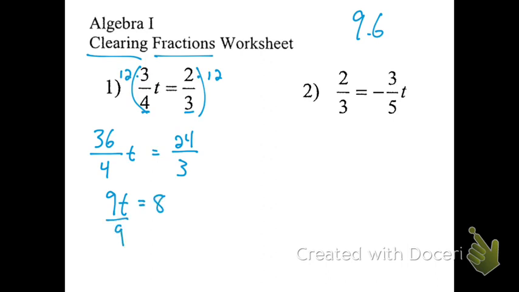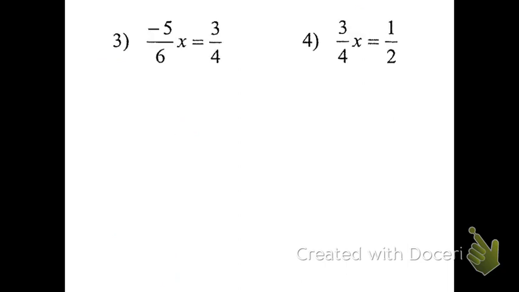Now I'm going to divide both sides by 9. I get t is equal to 8/9. So in every one of these problems, what we're doing is we're trying to figure out the least common denominator, clearing them out by multiplying through by that, simplifying, and then solving. All right, I'm going to take care of all the odds, I believe.